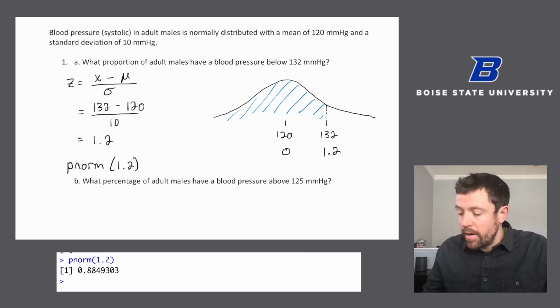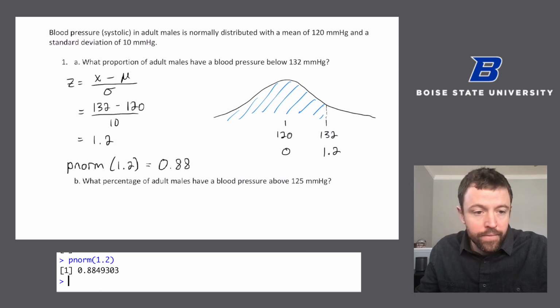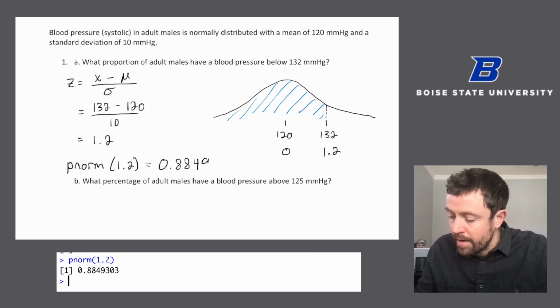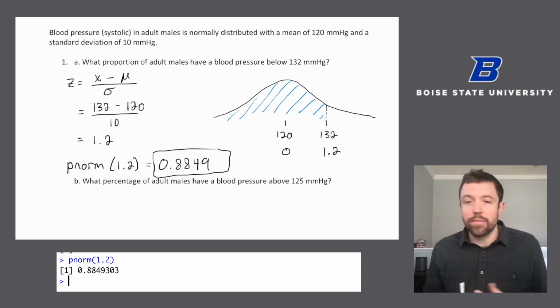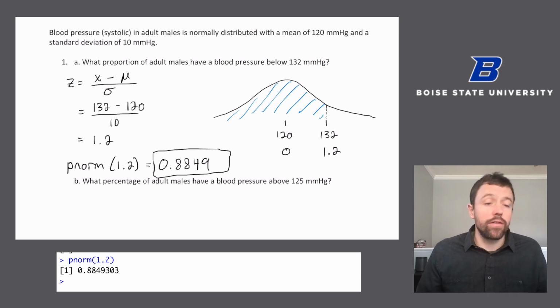I get 0.8849. And that's my answer. This is the proportion of adult males who have a blood pressure below 132 millimeters of mercury.